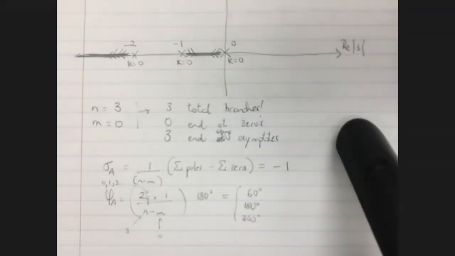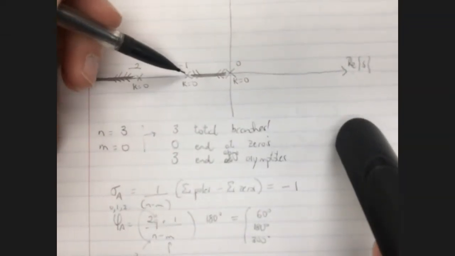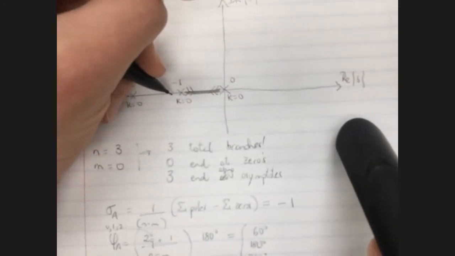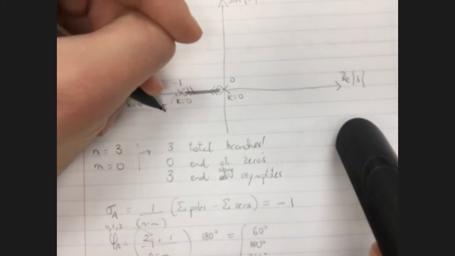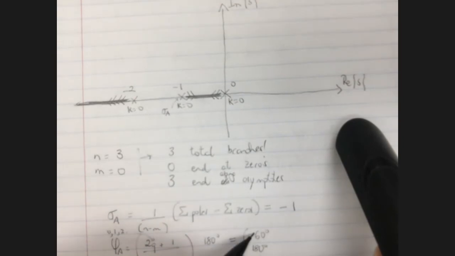Okay. Great. So now I am ready with this information to sketch my asymptotes. So my sigma A, we said it's -1. Notice it actually coincides in this case with one of the poles. Sometimes it will, not all the time, but here it does. So that right there is my sigma A, at -1. And then from there, my asymptotes at 60, 180, and 300.